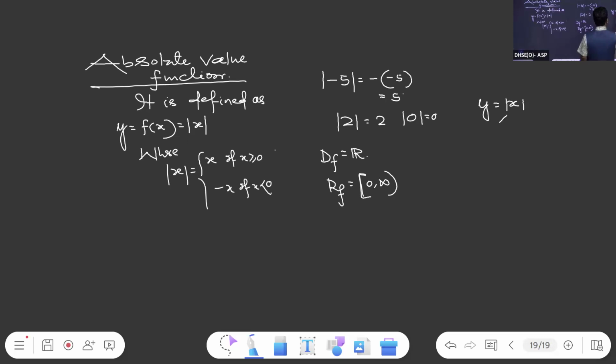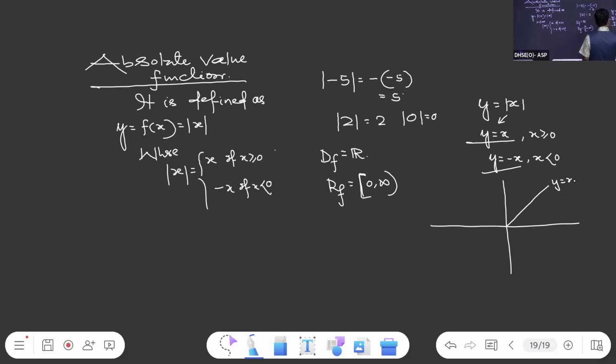So this function has two branches. One branch is y is equal to x, where x is greater than or equal to 0. The second branch is y is equal to minus x if x is less than 0. Y is equal to x is a straight line passing through the origin making an angle of 45 degrees with the x axis. Y is equal to minus x is a straight line passing through the origin making an angle of 135 degrees with the x axis. Okay. This is y is equal to x and this is y is equal to minus x.